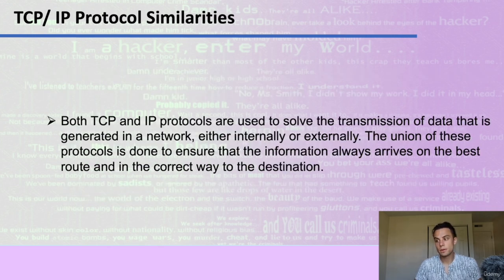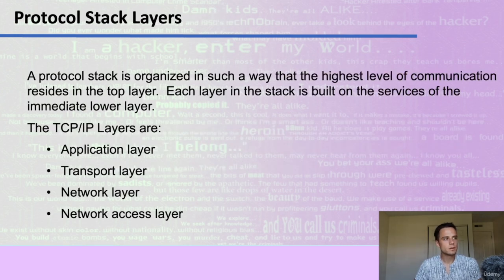Let's talk about the similarities between TCP and IP. Both protocols are used to solve the transmission of data generated in a network and meant to be transmitted internally or externally. The union of those protocols ensures that information always arrives on the best route and at the correct destination. Now let's talk about the protocol stack and the different layers incorporated within it.